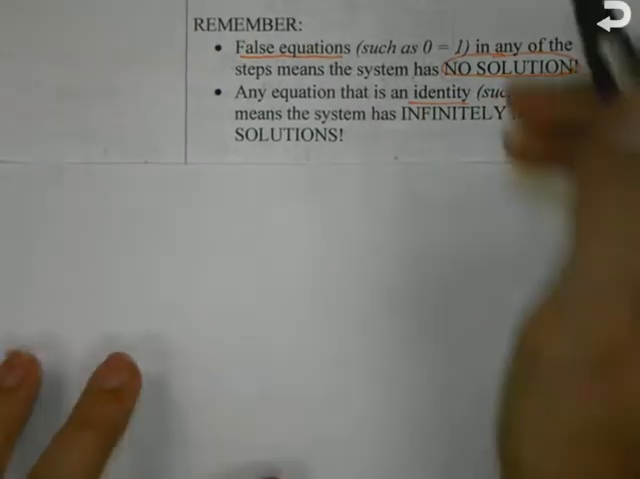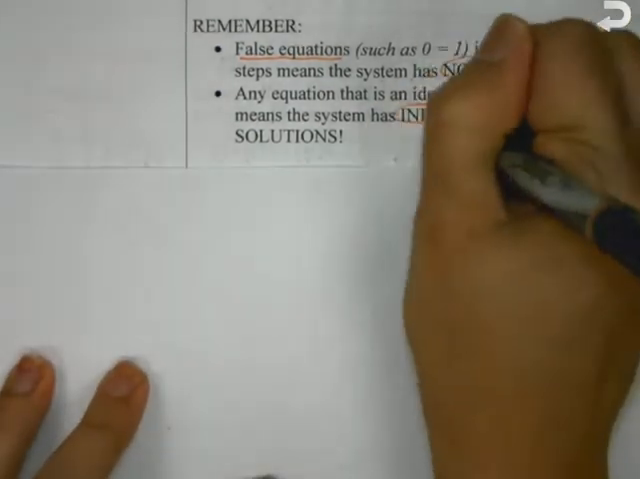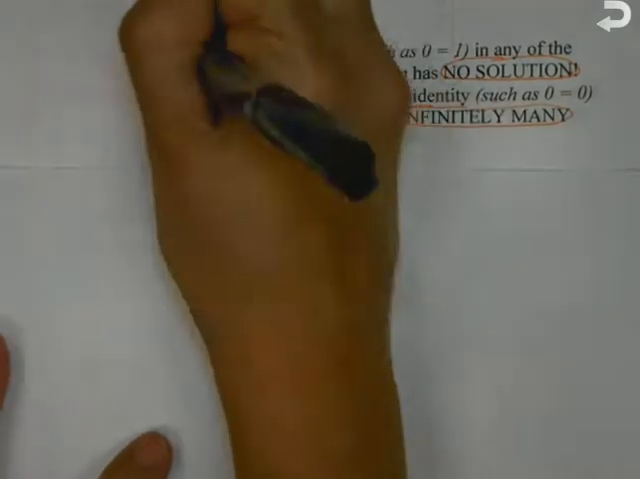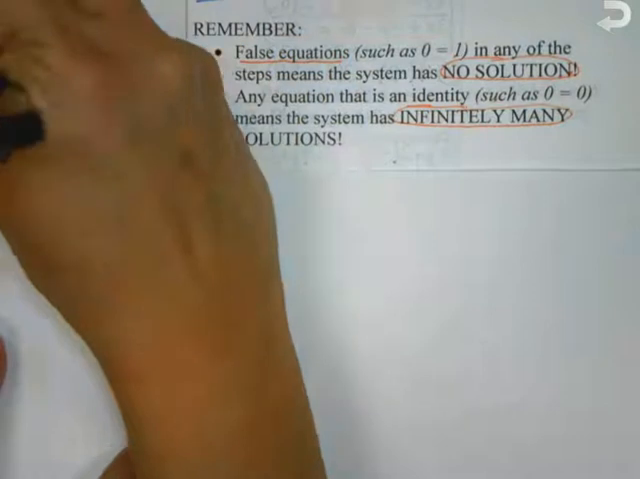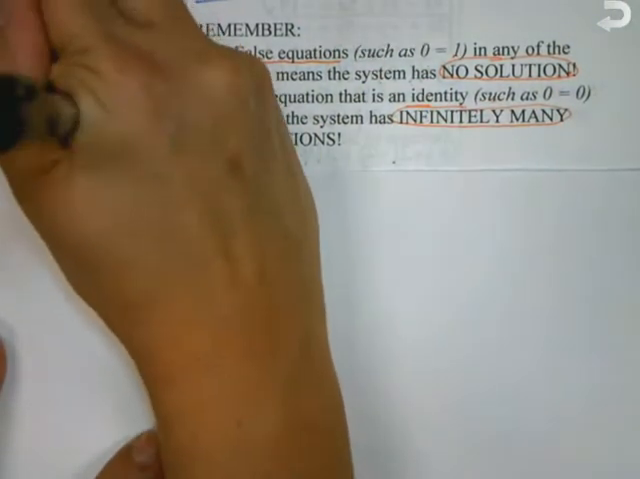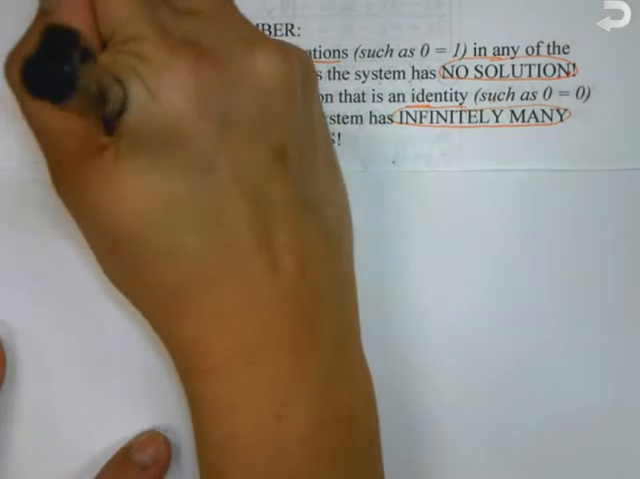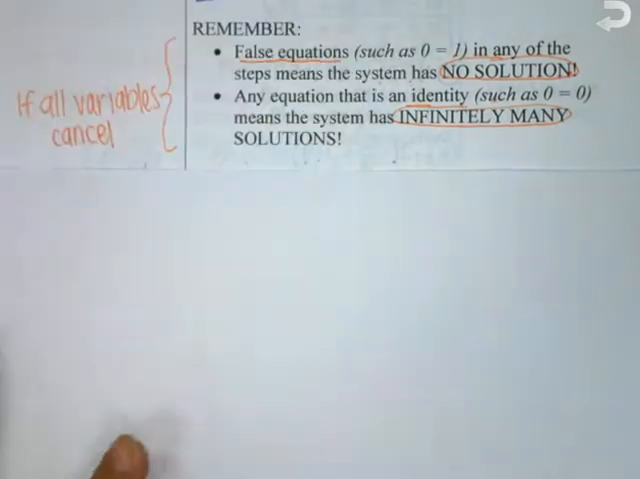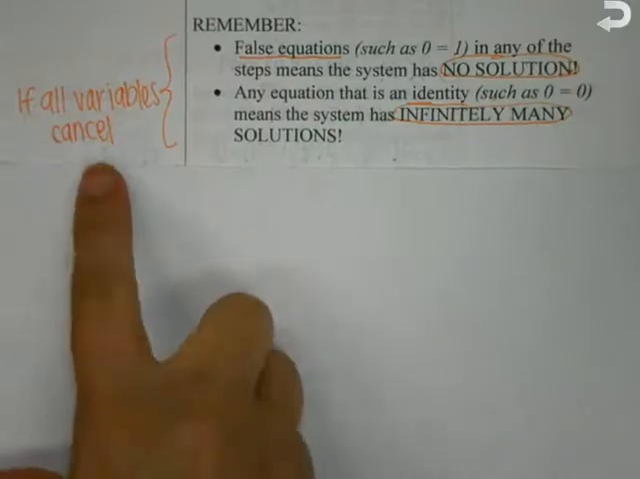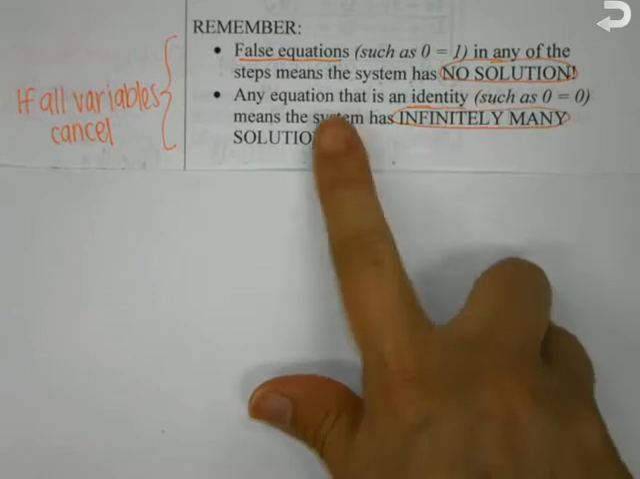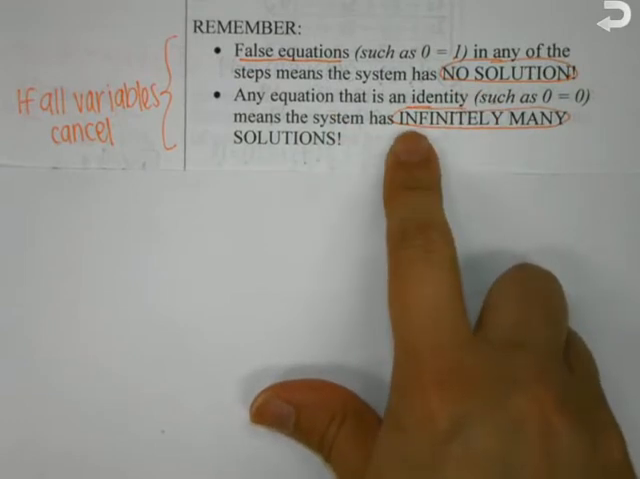This is for if variables cancel, so let's write that: if all variables cancel. If we ever come across a point where all variables cancel, a false statement will give us no solution. A true statement will give us infinitely many solutions. Okay? And we came across that yesterday in the homework, right?